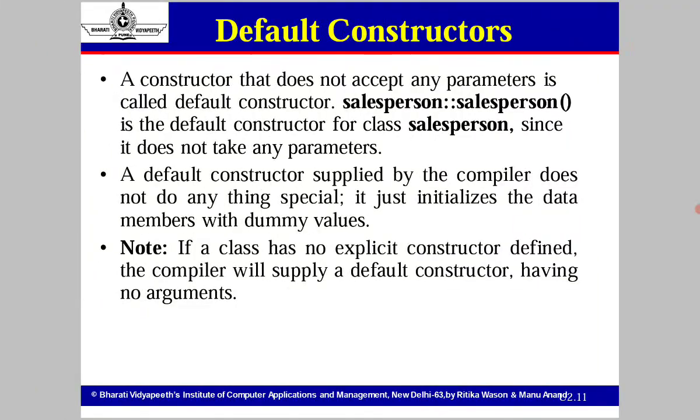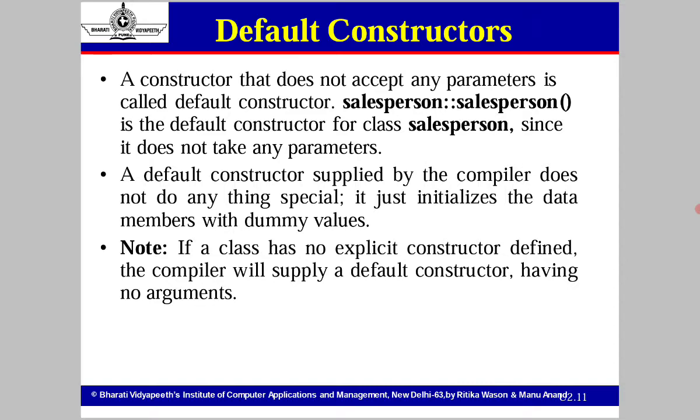So what is a default constructor? A constructor that does not accept any parameters is called a default constructor. For example, Students() is the default constructor for the class Students, since it does not take any parameters. The double colon is called the scope resolution operator, used for declaring methods of a class outside the class.